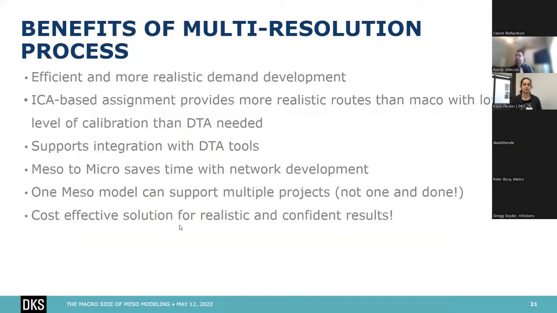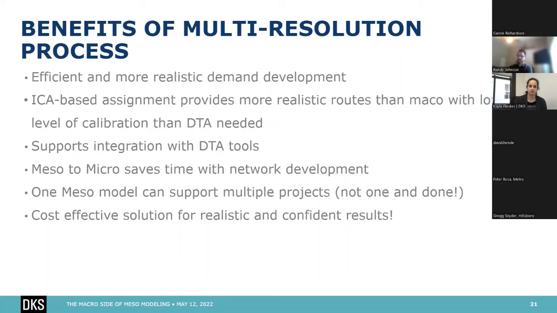So just a quick overview of the benefits of the multi-resolution process. It's efficient and more realistic on the demand development side. Typically, when you're taking future demand out of a travel demand model, there's a lot of post-processing that you need to do to really get it to that project level. And here we're effectively doing that directly within that Meso step. The ICA-based assignment provides more realistic routes than a macro model, with lower level of calibration needed than DTA typically.